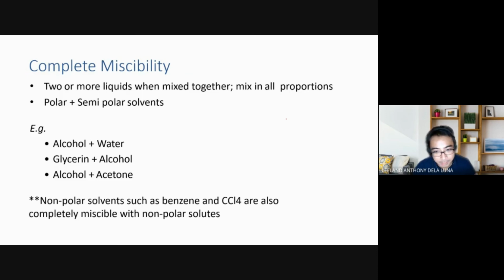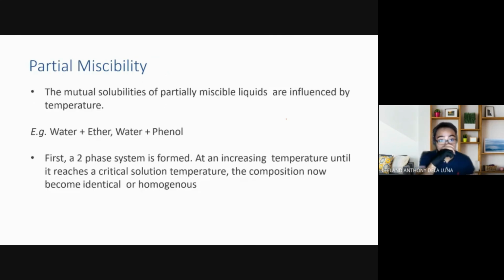Non-polar solvents such as benzene and chloroform are also completely miscible with each other, as long as, kasi the reason for that, class, is because they are both non-polar. Partial miscibility, class, usually happens when the mutual solubilities of partially miscible liquids are influenced by temperature. Halimbawa, okay, like say for example, water plus ether or water plus phenol.